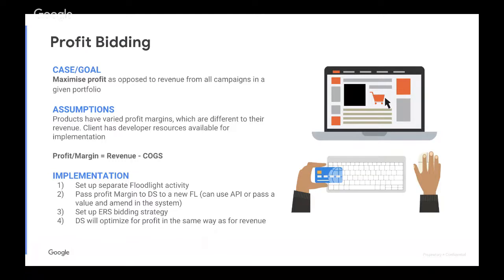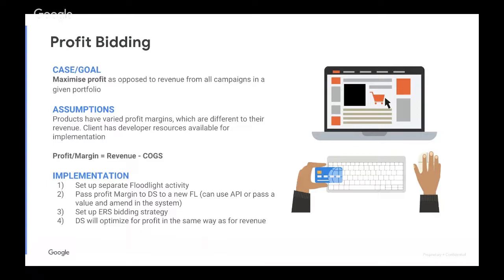So in terms of profit bidding, we have an e-commerce site, but we also have ways of working offline with any customer that's looking to bid towards profit. This is essentially going the extra mile and getting the most out of the revenue and making sure we're getting the most out of DS, and taking extra steps to make sure that we're building the profit that you are looking for. So essentially, what is the goal that we're trying to achieve here? We're looking to maximize profit as opposed to revenue, but we're looking to do that on a given campaign.